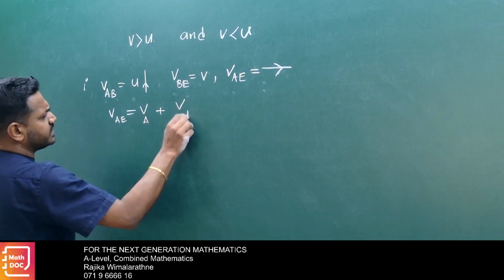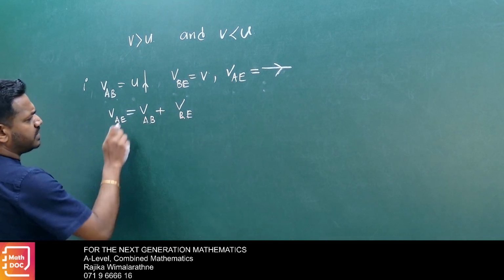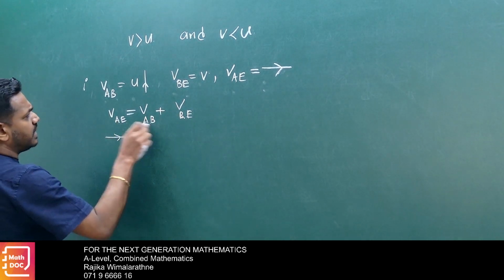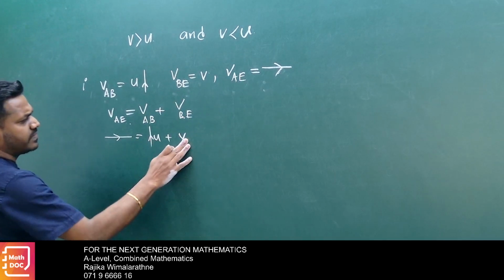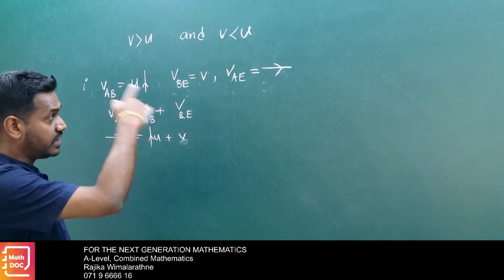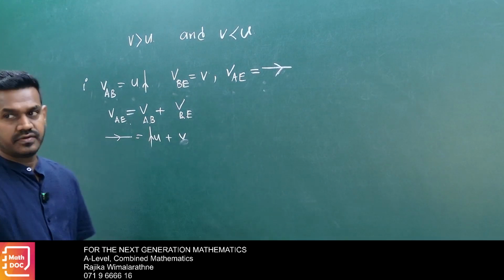So here the procedure: start with A, end with E, with B common. Then AE direction, AB direction U, BE magnitude V. First you do up to that.